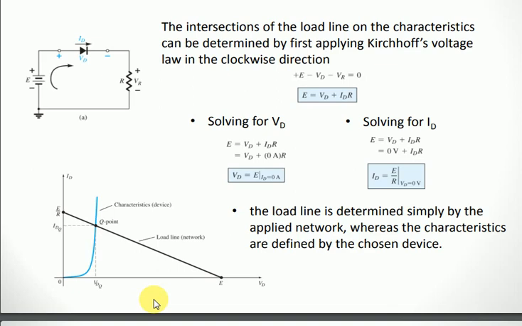The point at which these two lines intersect is known as the Q point, the quiescent point, or operating point of a diode. At that point, VD is equal to VDQ and ID is equal to IDQ. The load line is determined simply by the applied network, whereas the characteristics are defined by the chosen device, and here the chosen device is our diode.